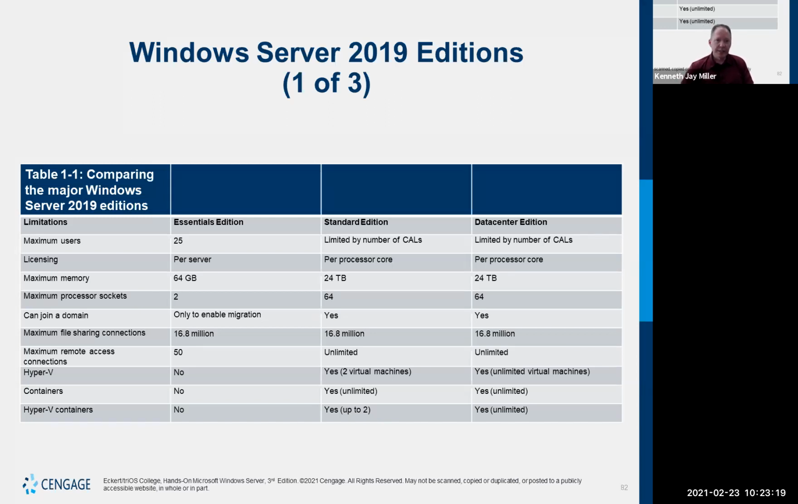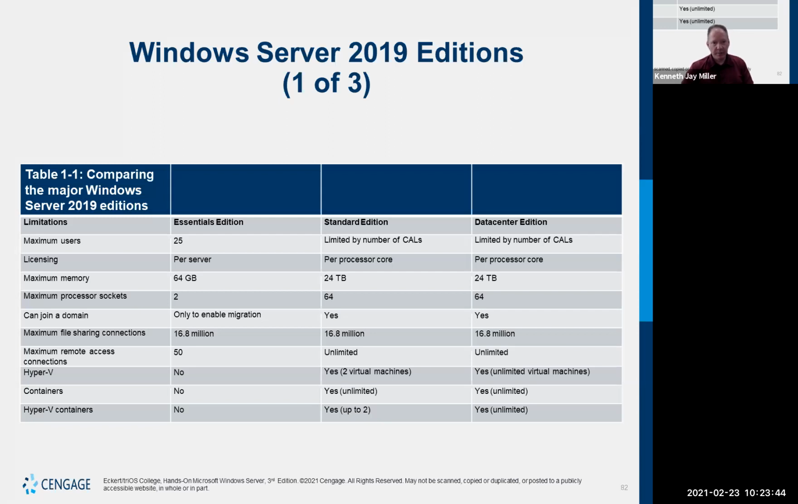Okay. Now with Essentials, it's designed for 25 users. The Standard Edition depends on the client access licenses. Same with the Data Center Edition. The licensing for Essentials is per server, whereas the Standard is per processor core. So the more cores you have, the more licenses you'll need, and the maximum memory.